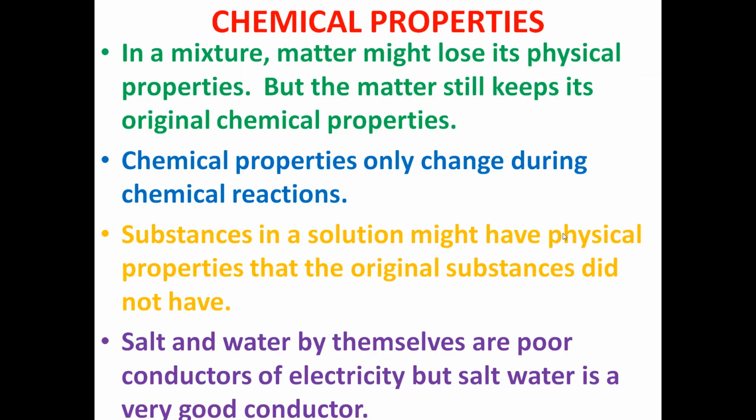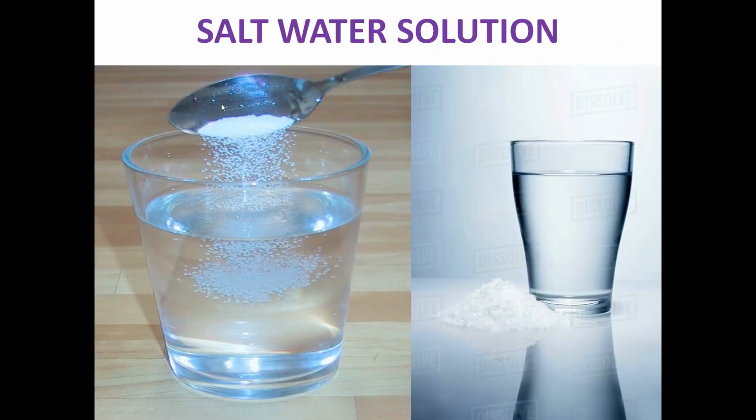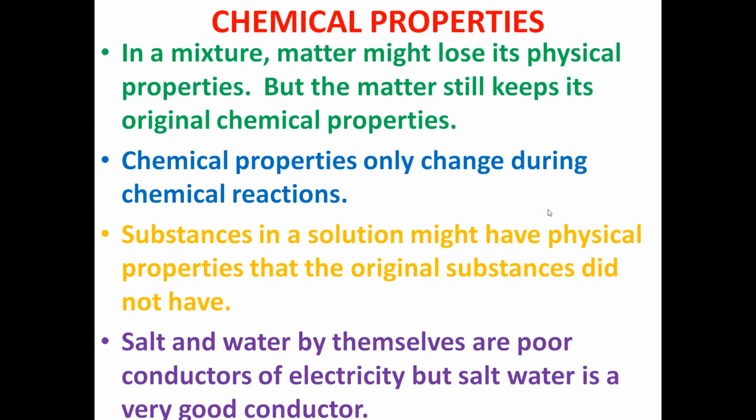Chemical properties. In a mixture, matter might lose its physical properties, but matter will keep its original chemical properties. Just now we have seen that this is the salt. It has lost its physical property of crystal shape. The crystals of the salt are no more seen here. Their crystalness is lost. So the physical property is lost here, but the chemical property will not change. This is what is explained here.